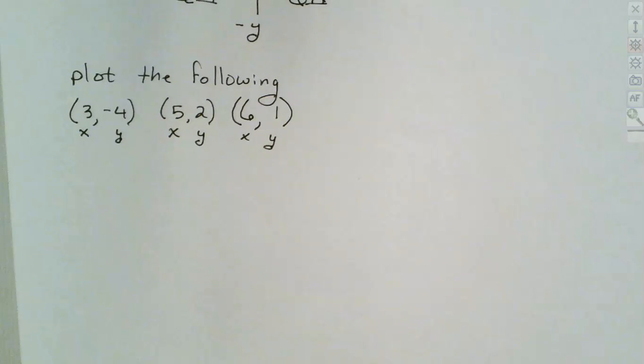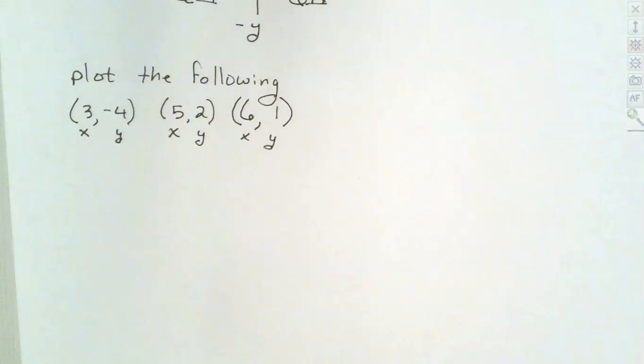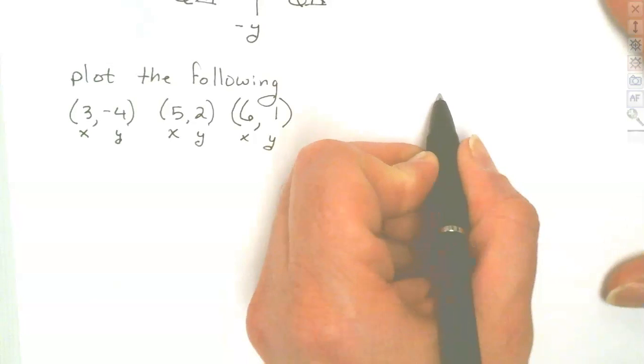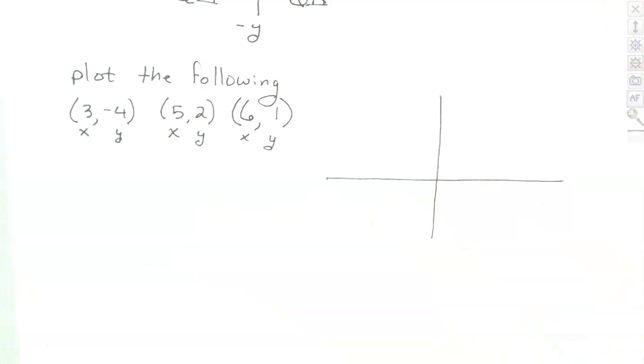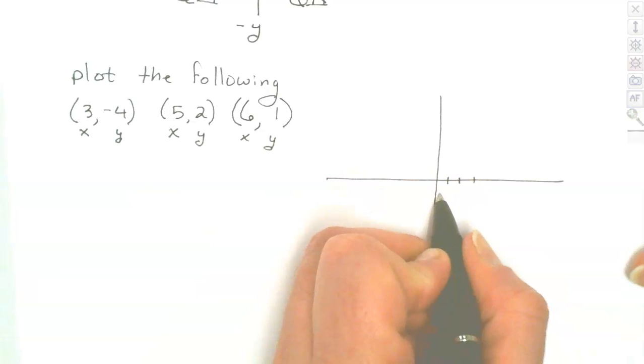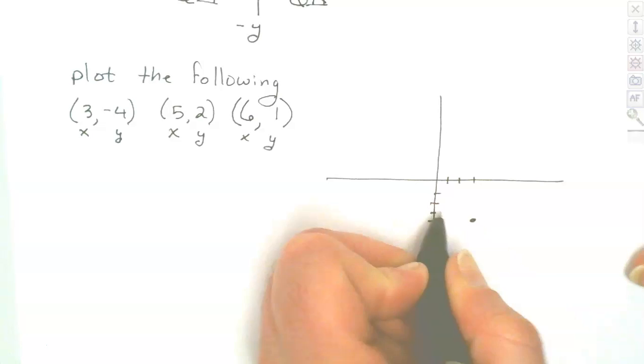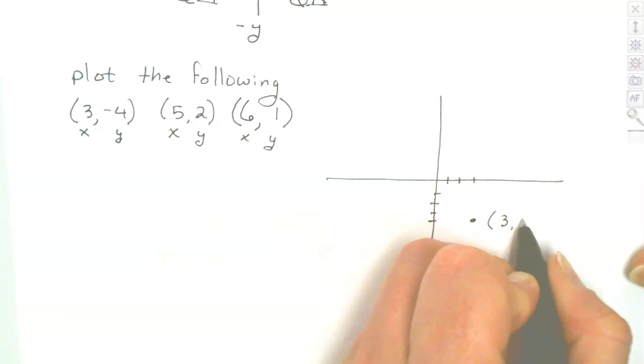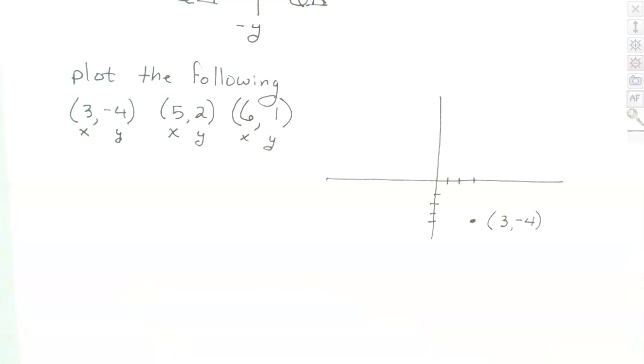Okay, so when we plot ordered pairs, we just put dots where they belong. So let's go ahead and plot these ordered pairs. And we're going to begin with 3, -4. So that's over 3 and down 4. 1, 2, 3, 4. So that's my first ordered pair, 3, -4. Okay, so that's our first point.